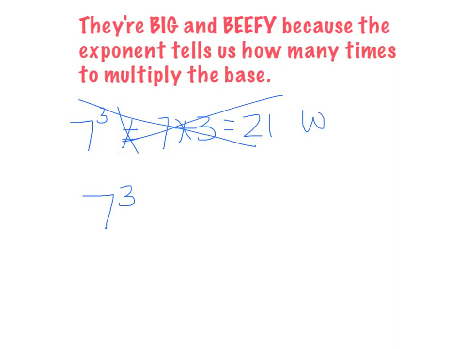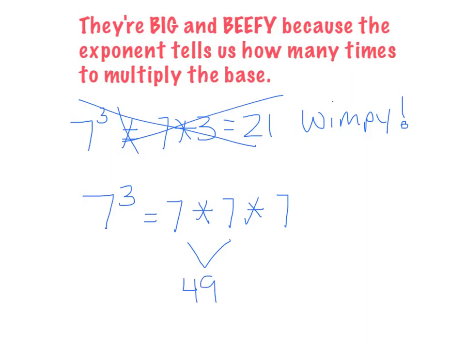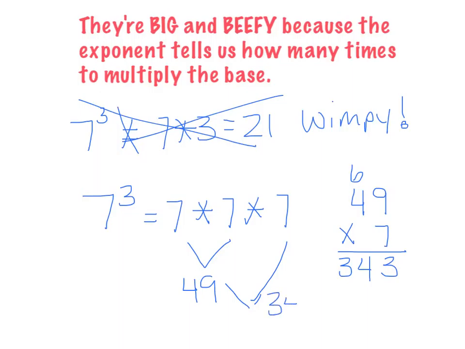7 to the third power is big and beefy. This is wimpy. 7 to the third power, big and beefy. So it's 7 times 7 times 7. Woo, big. 7 times 7 is 49. And then we have to multiply 49 times 7. Woo, 49 times 7 is 343. That's big and beefy.